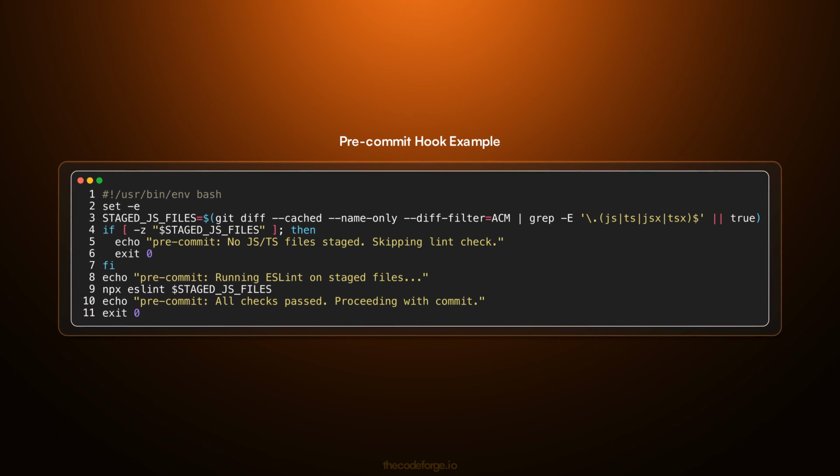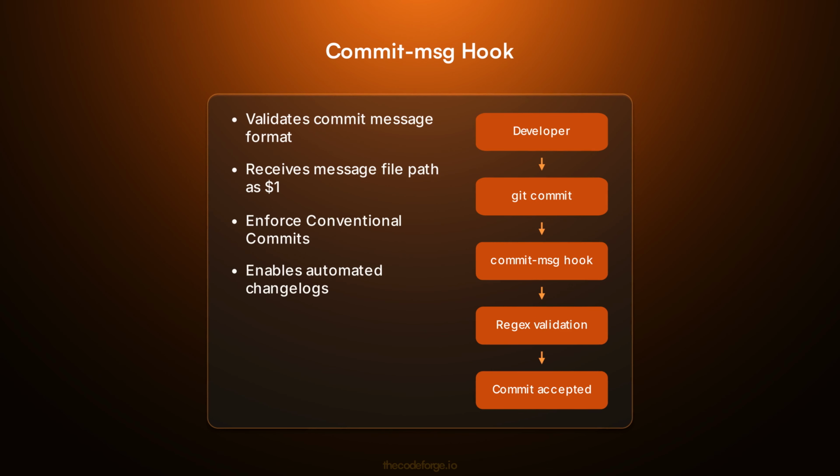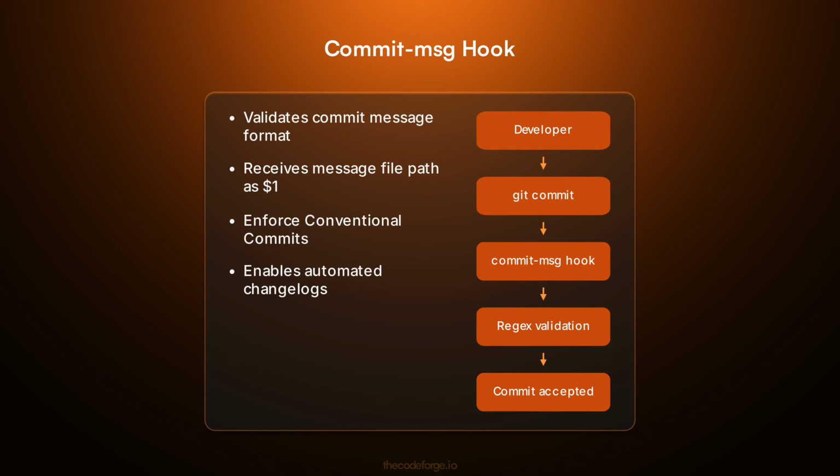This pre-commit hook runs ESLint only on staged JavaScript and TypeScript files. It uses git diff --cached to get the list of staged files, keeping the check fast. The commit-msg hook fires after you write your commit message, but before the commit is saved. Git passes the path to a temporary file containing the message as the first argument. This hook is perfect for enforcing conventional commits, which powers automated release tools.